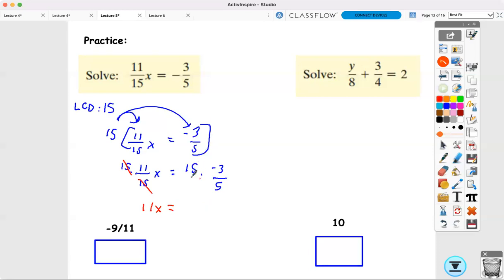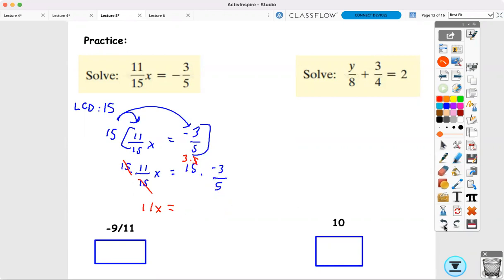All right, look at the right side. We have the 15 times -3 over 5. If you don't know how to simplify, 5 goes into 15 three times, the 5s cancel out, you're left with 3 times -3. Remember, 15 is just 3 times 5, right? You have a 5 and a 5, so these 5s can cancel, and we're left with 3 times -3, which is -9. That is one way we can do it.